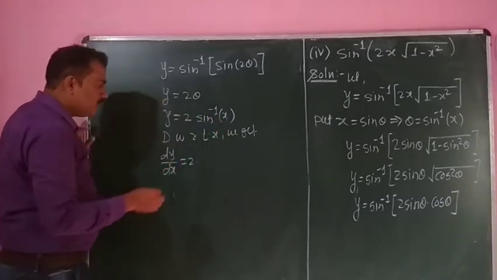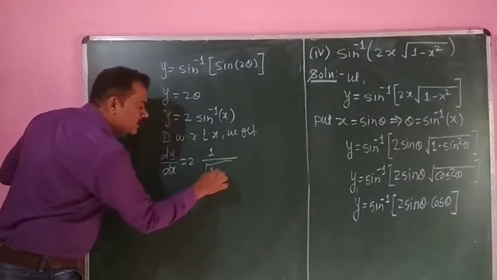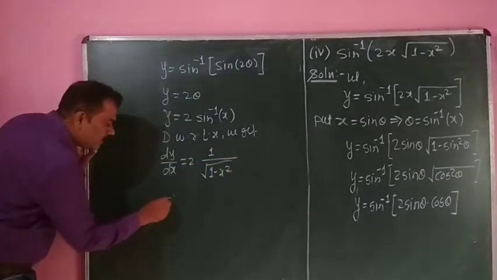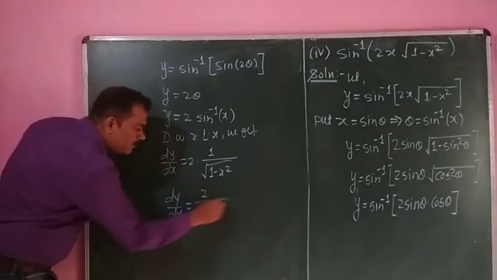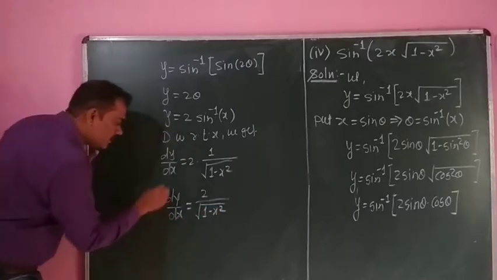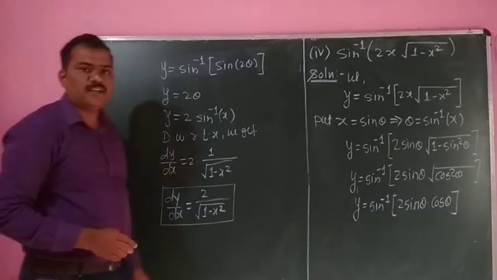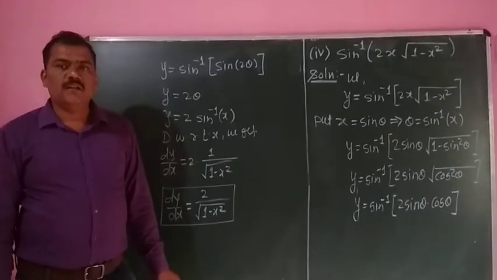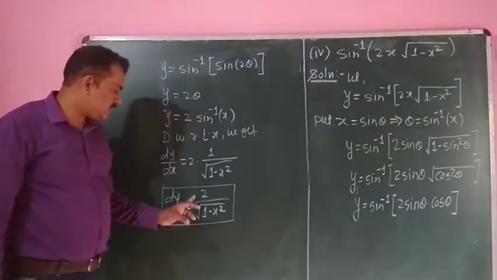By the standard formula, we know that the derivative of sine inverse x is 1 upon under square root of 1 minus x square. So dy by dx is equal to 2 divided by under square root of 1 minus x square, which is the required answer. If you substitute here x is equal to sine theta, then we get the answer as plus.